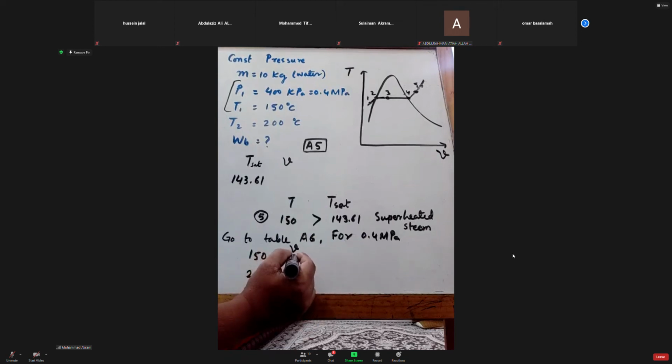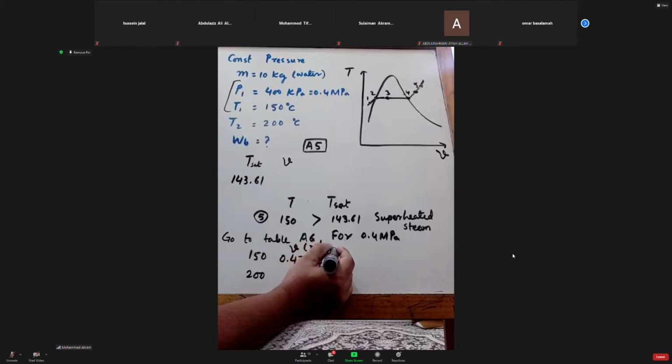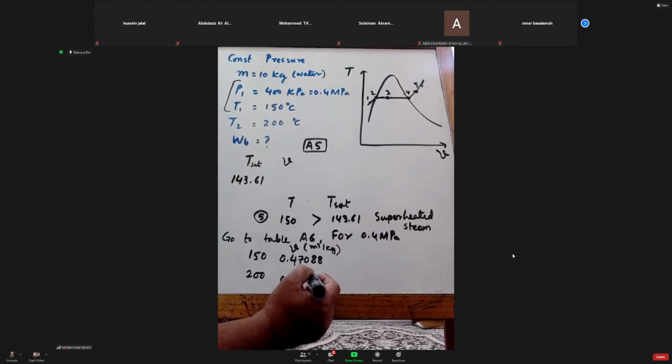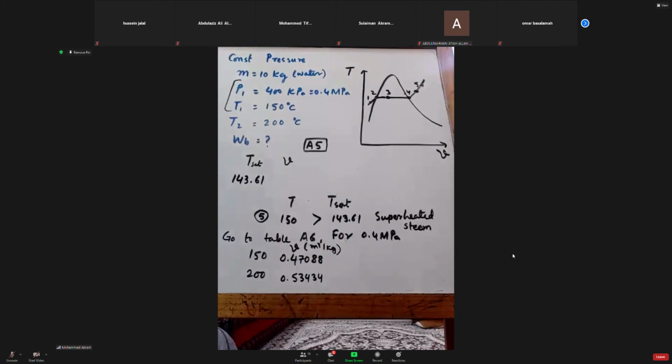0.47088. This is in meter cube per kg. And this one is 0.53434. The volume will increase, right? Yes, 0.53434.